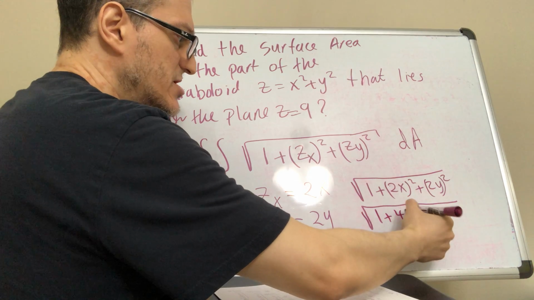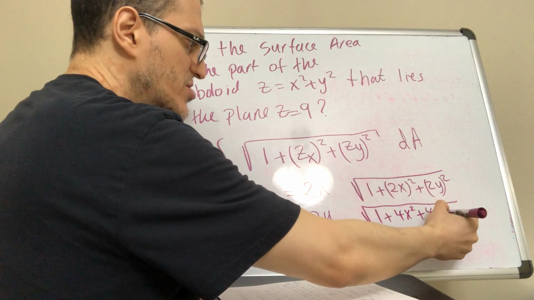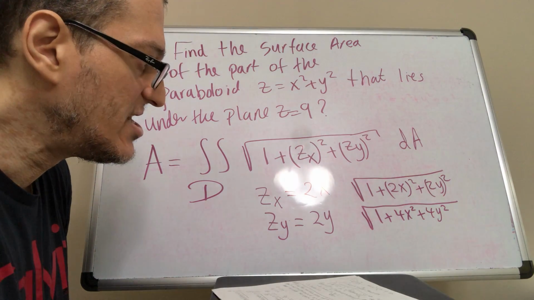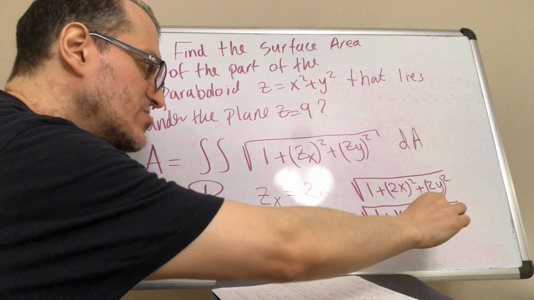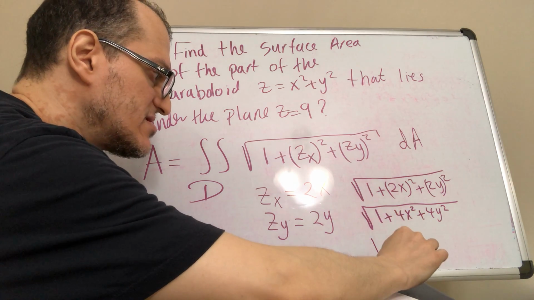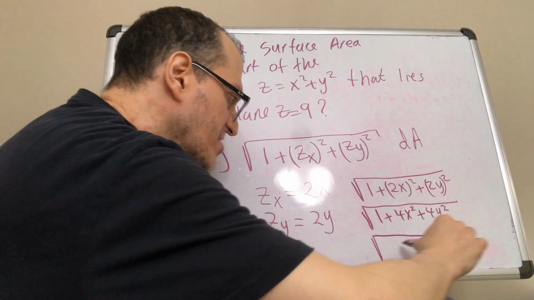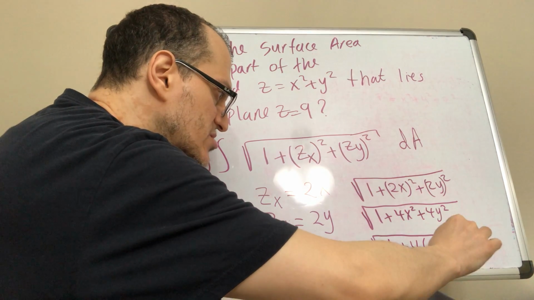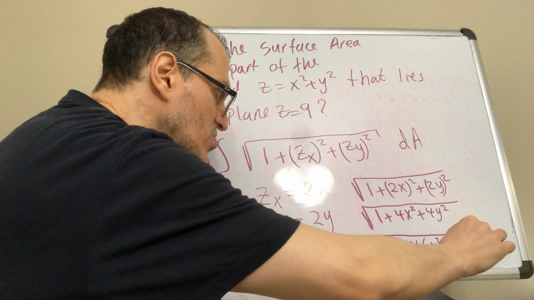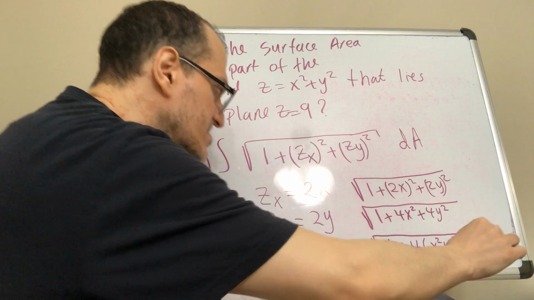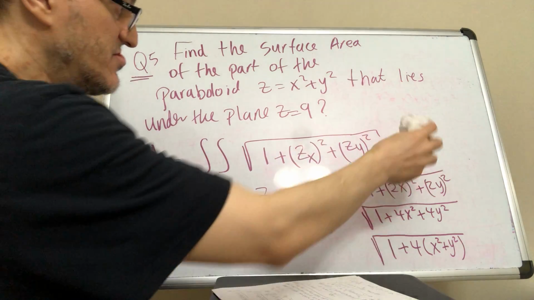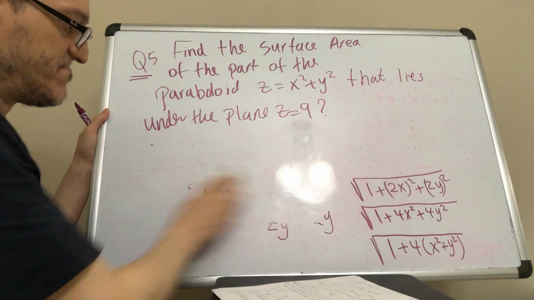This is 4x squared, 4y squared. And you'll see that 4 is common, so I can write this as 1 plus 4 brackets x squared plus y squared. So I'm going to erase some of this to show you what we've accomplished so far.